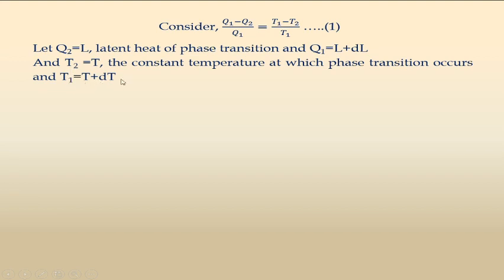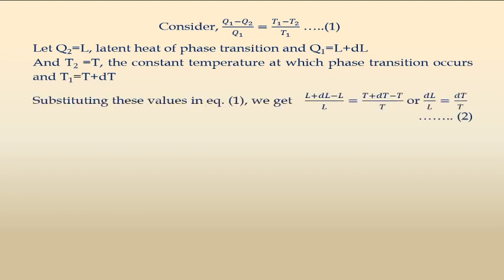So T plus dt is actually the temperature. Now we go for some mathematical equations. Equation 1, if you recall, substitute these values over there. In place of Q1, it will be L plus DL. So substitute L plus DL. And in place of Q2, we have L. So substitute L. So L plus DL minus L divided by Q1.